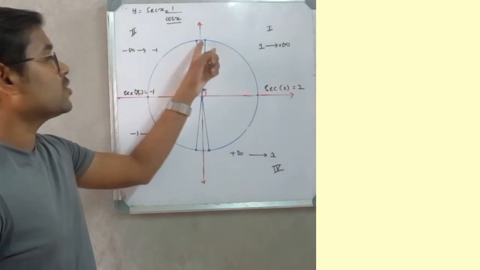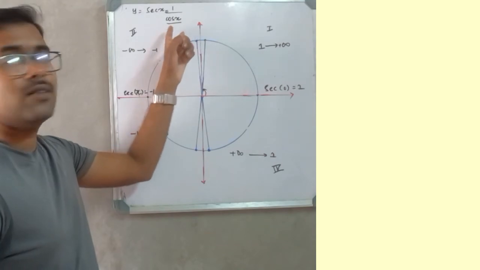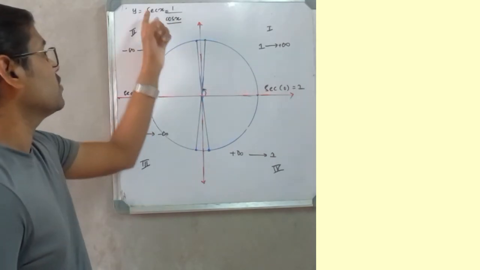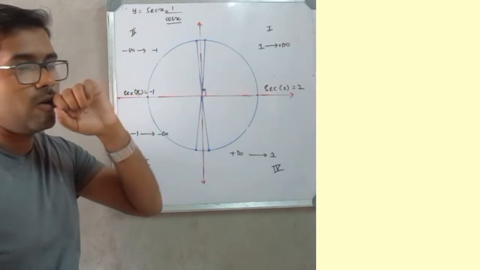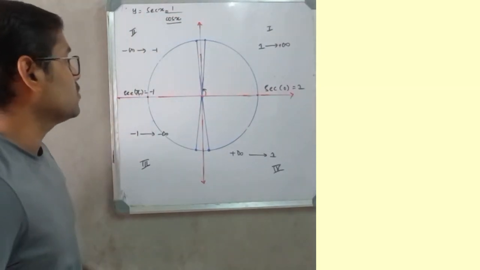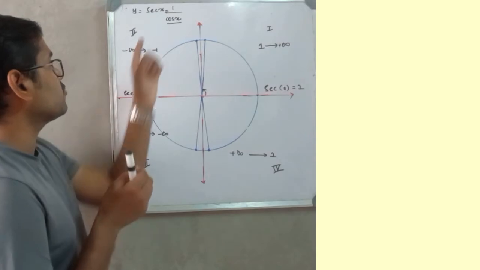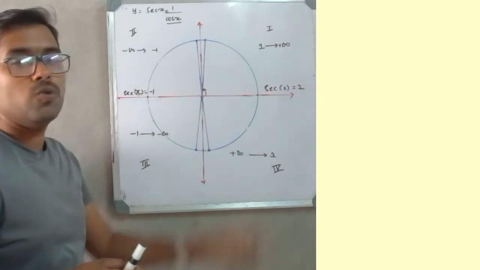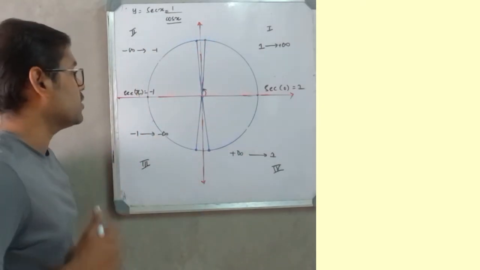And at x is equal to pi by 2, cos x is 0. So in that case, sec x will be not defined. So sec x will be 1 by 0, which is not defined. So for that, what we will do, we will check the value of sec x for the angle which is very close to pi by 2, but not equal to pi by 2.